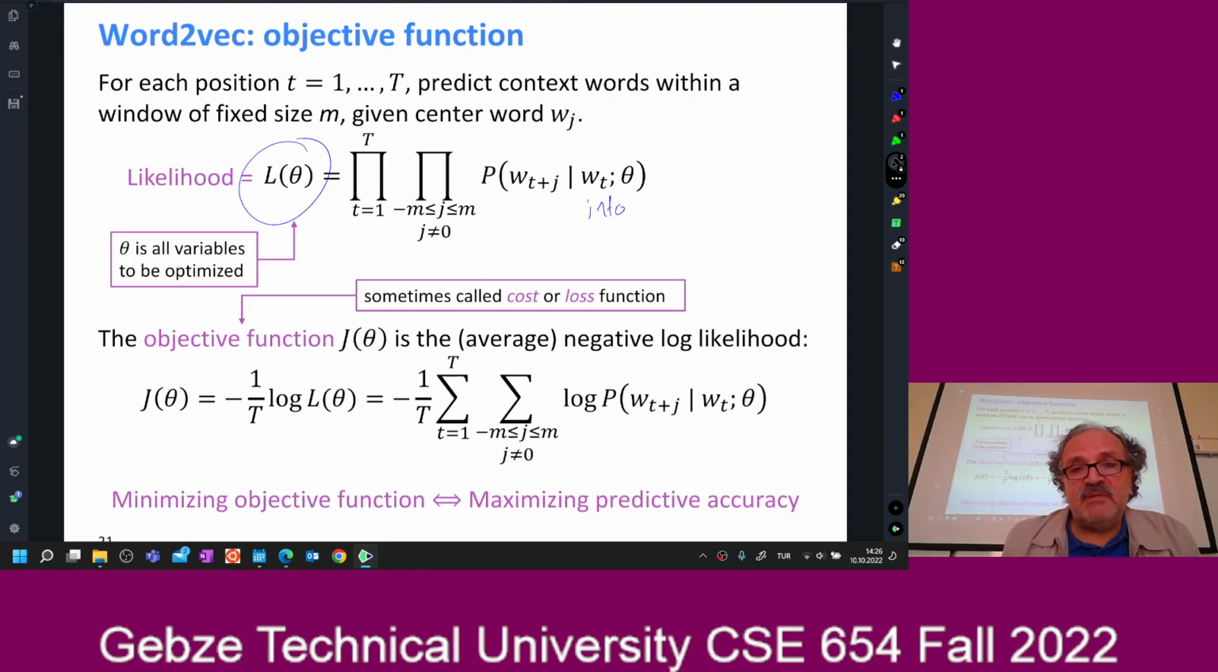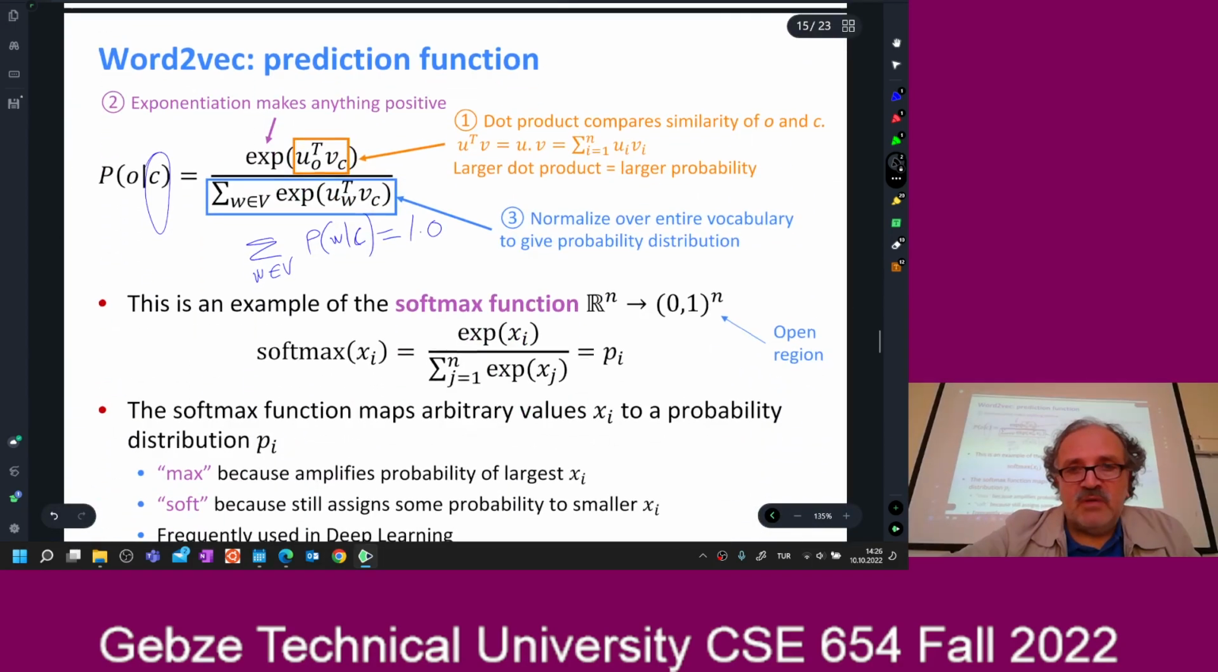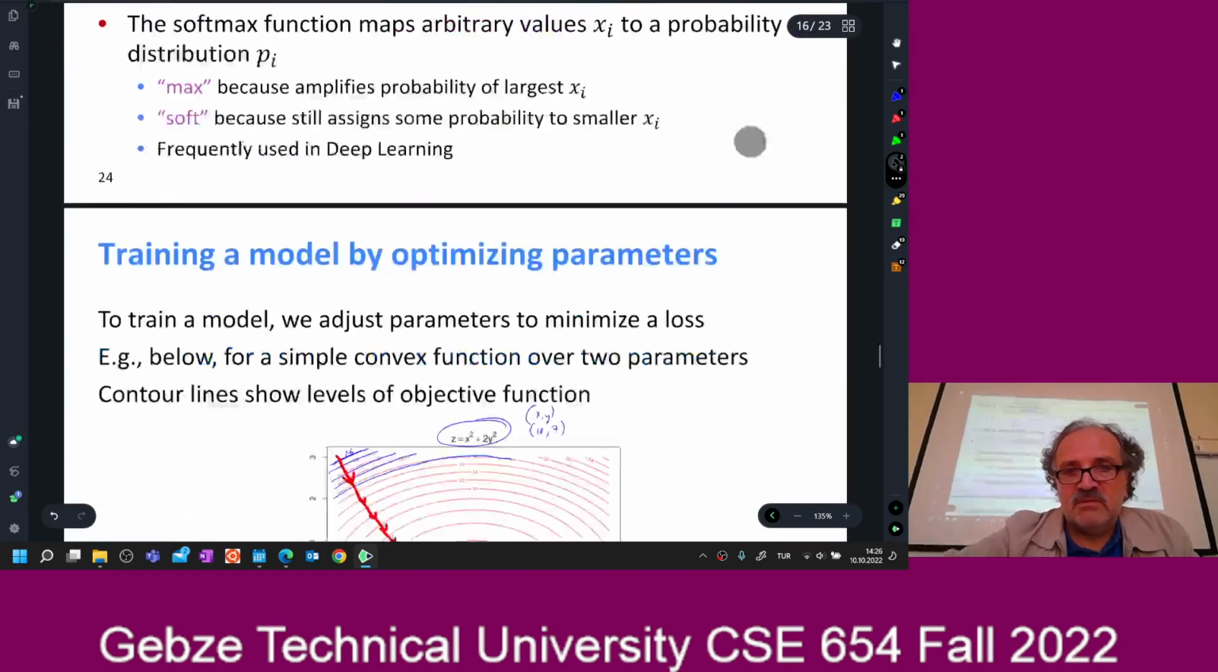Good, okay, let's take 10 minutes of break. After the break I will continue and I will show you how to make that optimization.